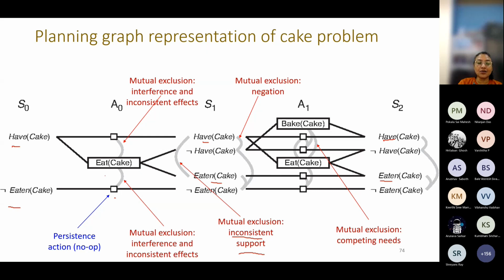S1 contains both the goal propositions, but they are mutex. That is why we have expanded the graph. At S2, we find half cake and eaten cake are there, but they are not mutex. Now, can you answer the question? Why are half cake and eaten cake mutex in S1, but not mutex in S2?